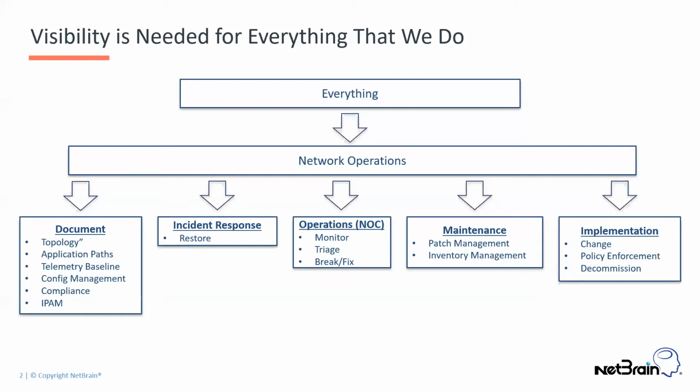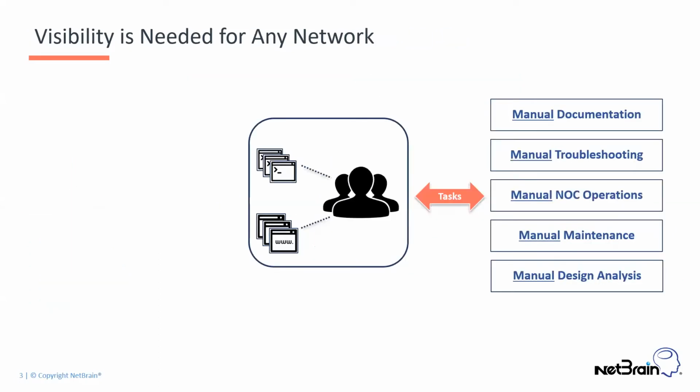We can't onboard new services and applications, onboard customers, implement new designs without first assessing, analyzing, and documenting the current state and design. So how can we provide this automated visibility needed for all of these varied tasks? The tasks performed today by network operations are traditionally very manual. Manual documentation, manual troubleshooting of network incidents and security events, the manual triaging of alarms and break-fix tasks, manual maintenance task verifications, and of course, manual methods of design analysis and forecast planning.